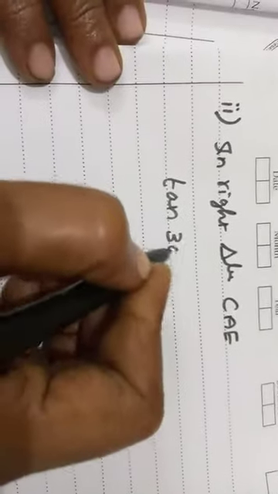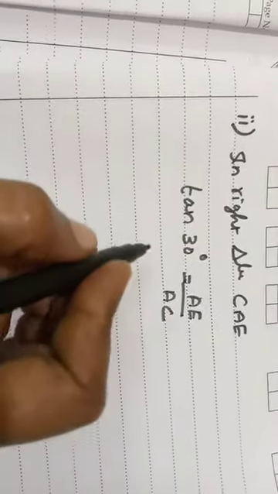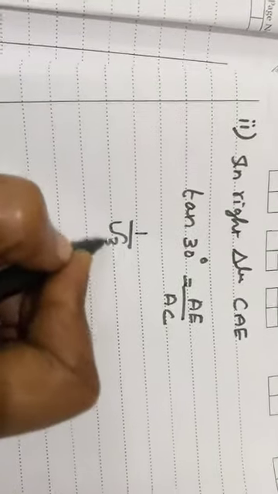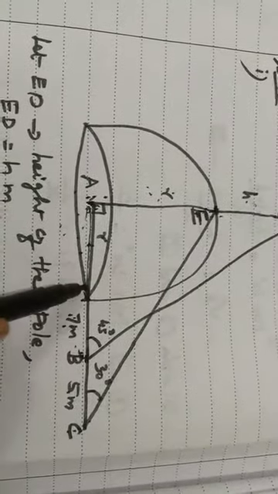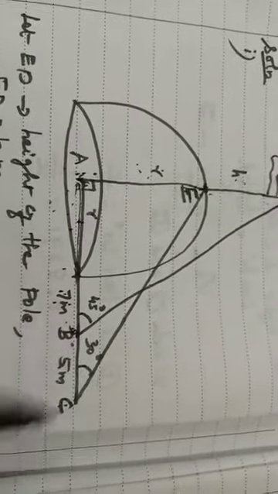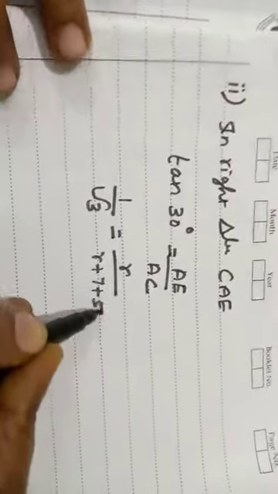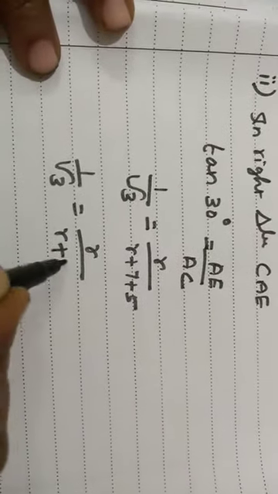So tan, here the angle of elevation is 30, so it can be tan theta. For that, tan 30 degrees equals the opposite side AE by the adjacent side AC. What is the value of tan 30 degrees? 1 by root 3 equals AE, the radius, that is R, by AC, the total distance. So here to here R, then 7, then 5. We have to add and write everything: R plus 7 plus 5. That is 1 by root 3 equals R by R plus 12.